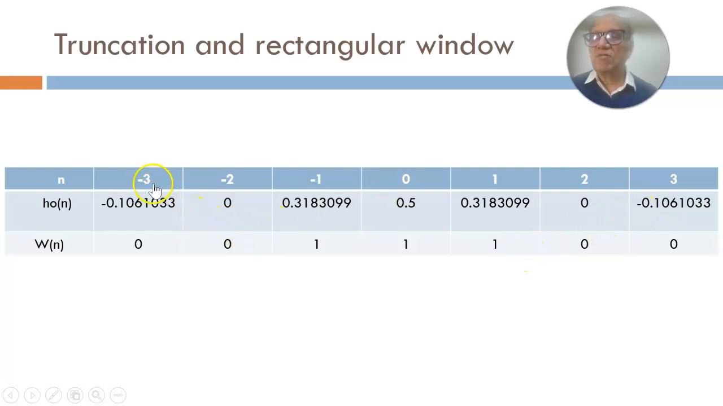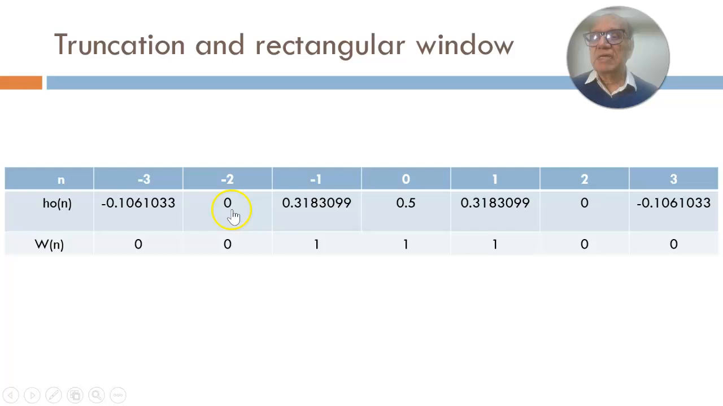For obvious reasons, I have plotted for a finite number of n. So minus 3 to plus 3, I have shown this table. Now out of this also, suppose I don't want to use so many values. I want to use only from minus 1, 0 and 1.